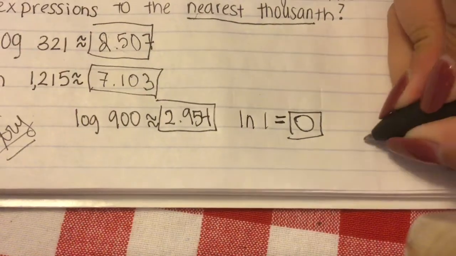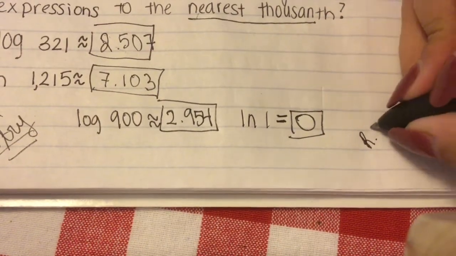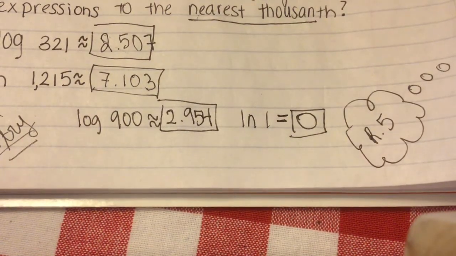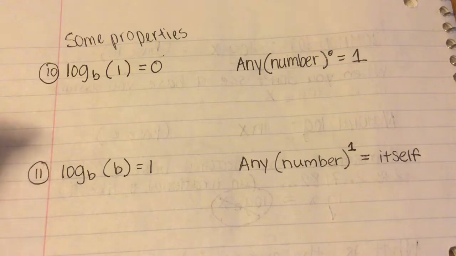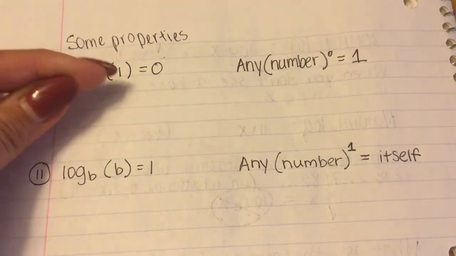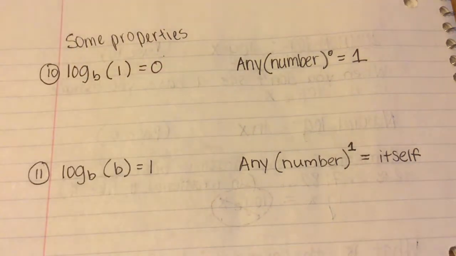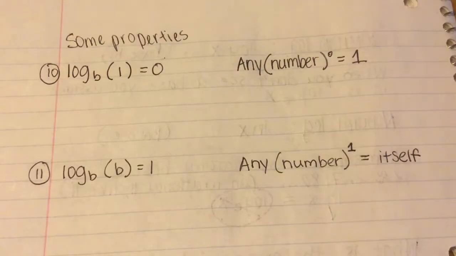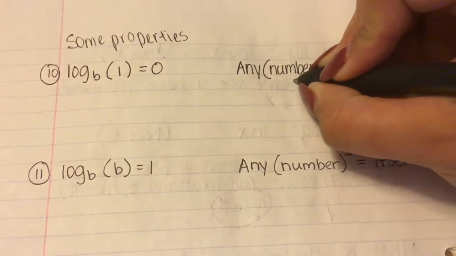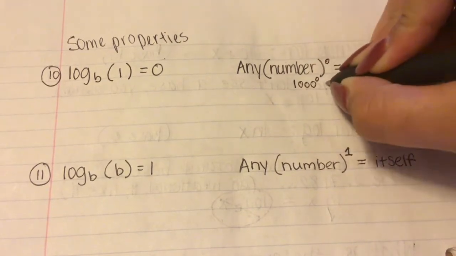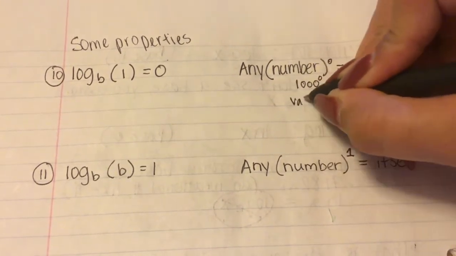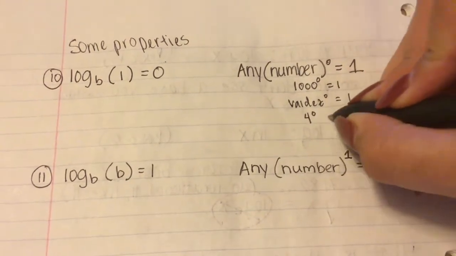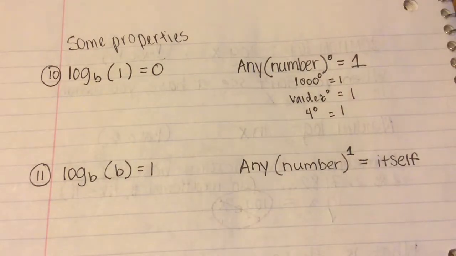For those of you who are taking my Algebra 2 honors during quarantine, these notes are going to be good for R.5 in your IXL assignments. So the first one is log base b of 1 is 0. That's because any number raised to the 0 power is 1. You should have learned that back in Algebra 1. So for example, 1,000 raised to the 0 power is 1. Miss Valdez raised to the 0 power is also 1. 4 raised to the 0 power is 1, and so on.